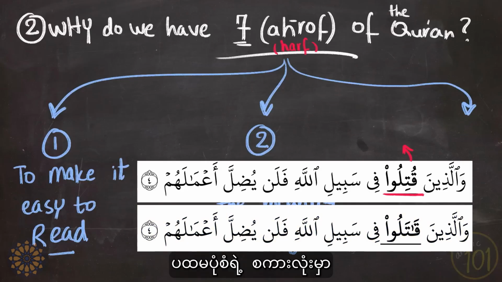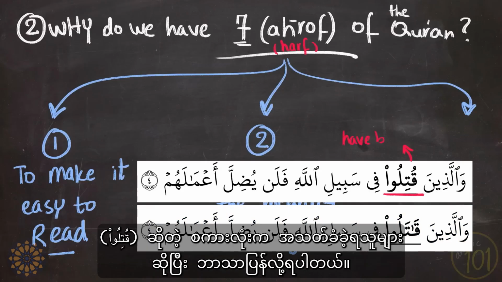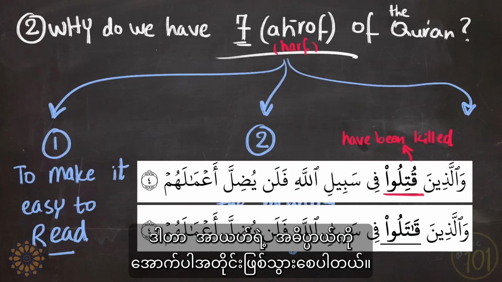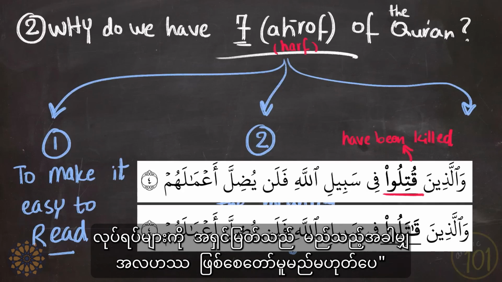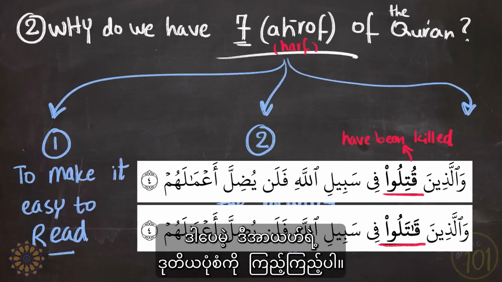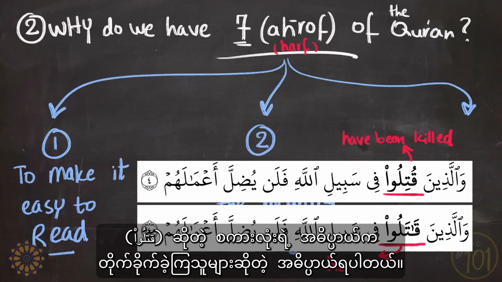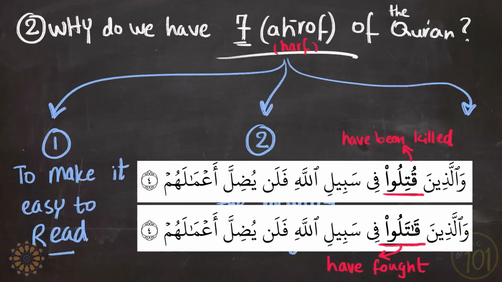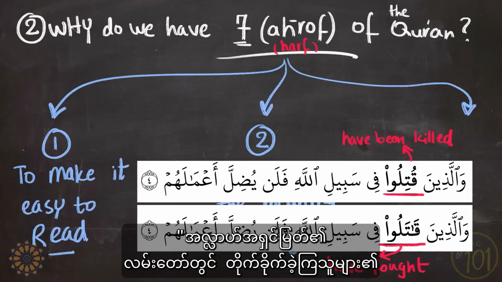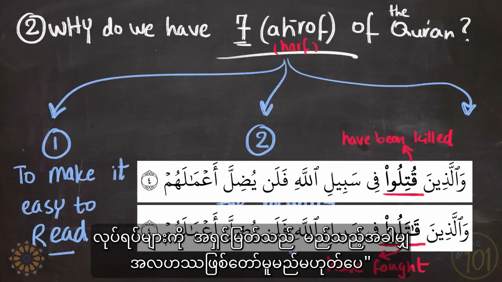In the first variation, the word قُتِلُوا is translated to have been killed, which would make the meaning of the verse as follows: and the deeds of those who have been killed in the cause of Allah will not go to waste. But then looking at the second variation of the ayah, we see that the word قَاتَلُوا means have fought, which would make the meaning of the ayah as follows: and the deeds of those who have fought in the cause of Allah will not go to waste.